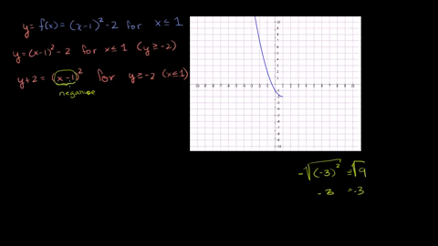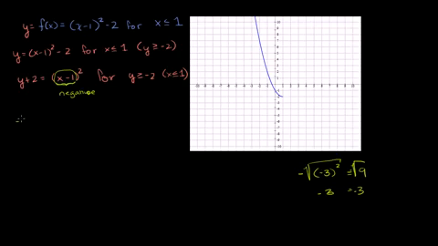Every perfect square has a positive or a negative root. The principal root is the positive root. But here we want to take the negative root, because this expression right here is going to be negative, and that's what we want to solve for. So let's take the negative root of both sides.